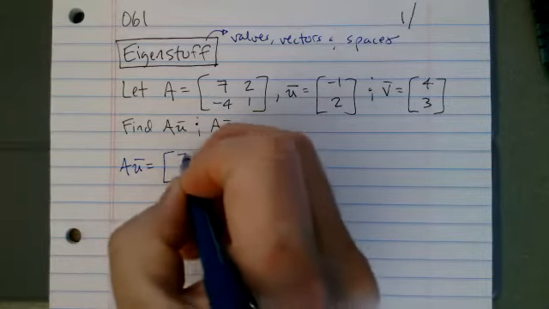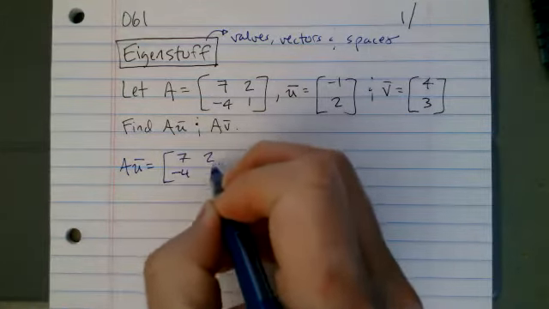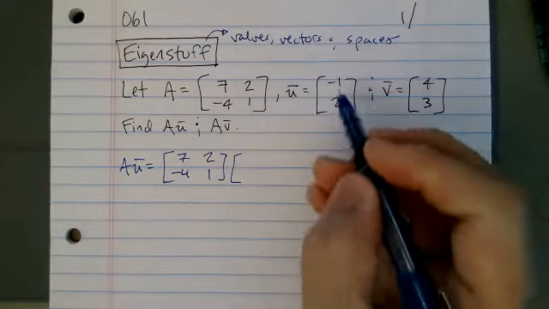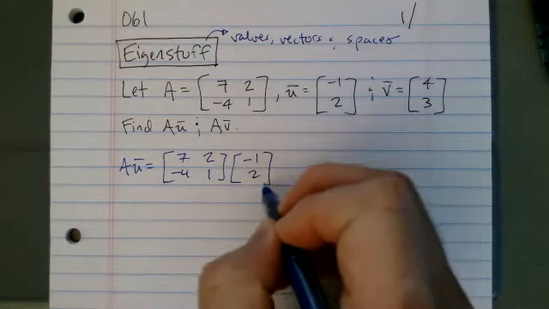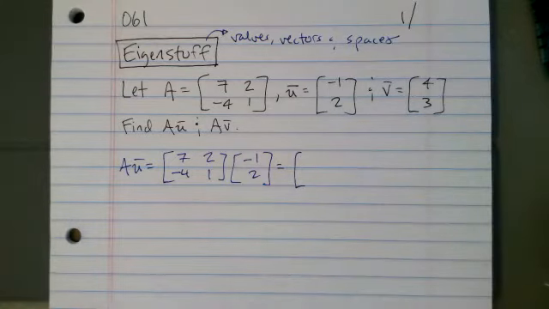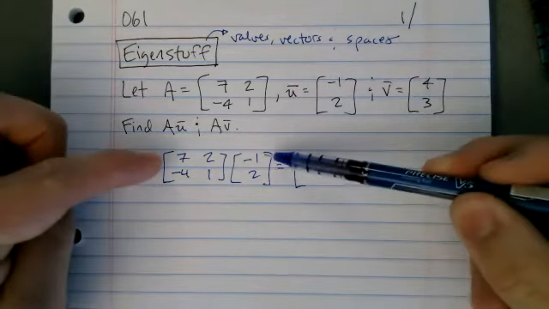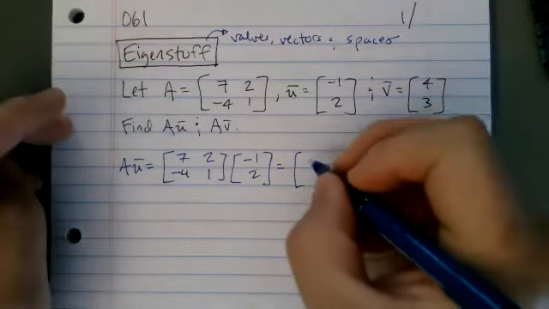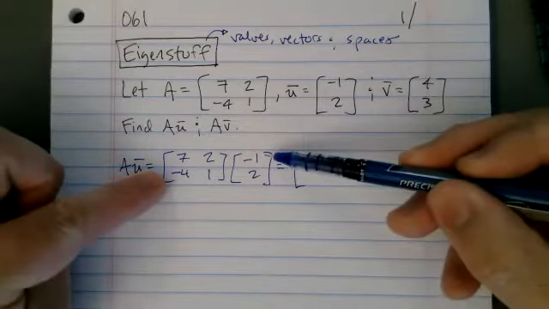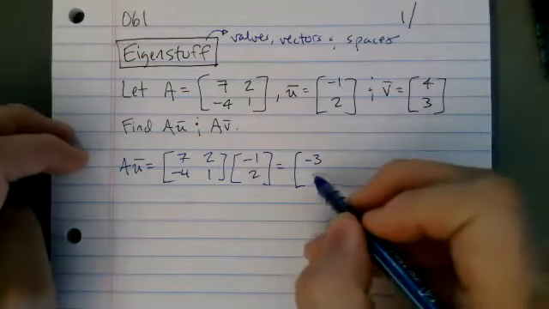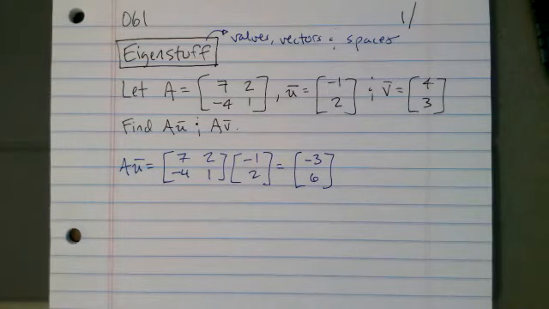So we'll take 7, -4, 2, 1, and multiply it by -1, 2. We're not going to write all the details. We're just going to multiply this out, and when we're just multiplying it out, that's when the dot product is how we should do things. So I'm going to do -7 plus 4 is -3. And 4 plus 2 is 6. So just multiplying with dot products, rows and columns, we get -3, 6.